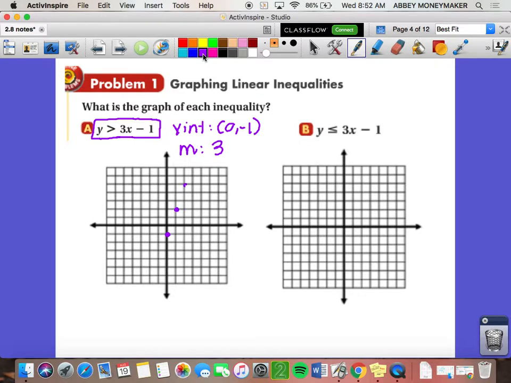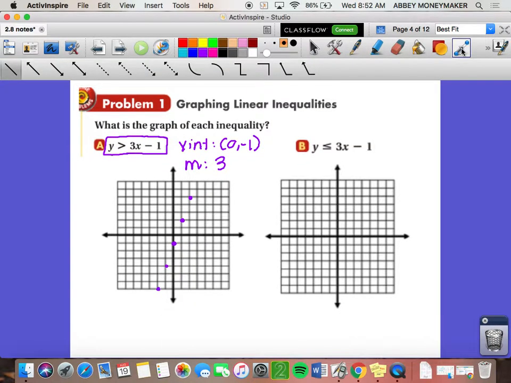Up 3 over 1. Now I can't keep going up 3 over 1 here, but I could go down 3 and over 1. Down 3 and over 1. All right. So I need to go ahead and graph the line, but I need to determine whether it's going to be a solid line or a dotted line. This is going to be a dotted line because we do not have the equal to underneath that inequality sign.